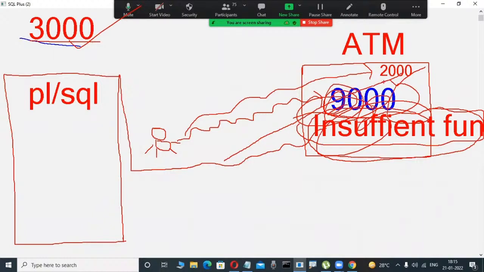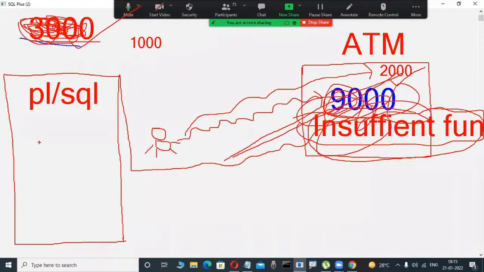Now, whenever we withdraw 2000, what is the available balance? Here, 3000 minus 2000 is 1000. That is what I want to affect in my database. Otherwise, if 2000 is withdrawn and 3000 is still available, the total banking system has collapsed, right?